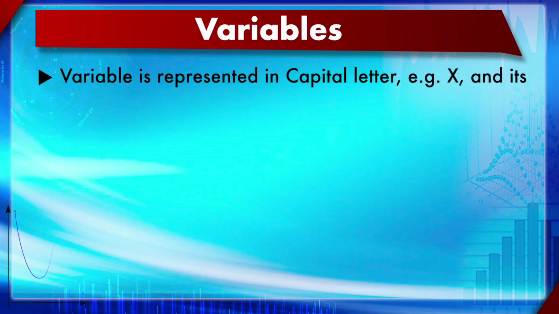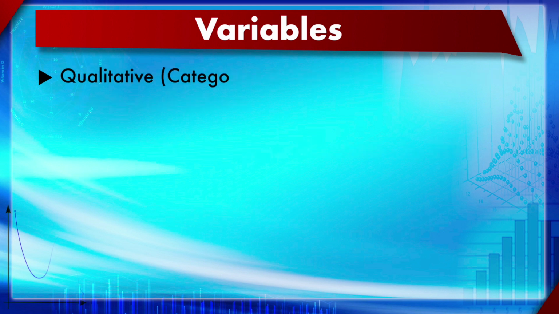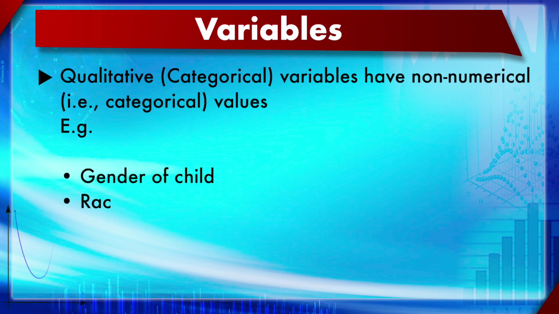A variable is presented in a capital letter, for example capital X, and its value is in a small letter, small x. For example, capital X could be the title of the book, and small x, Biostatistics by Fisher and Belay, could be the value of that particular variable.